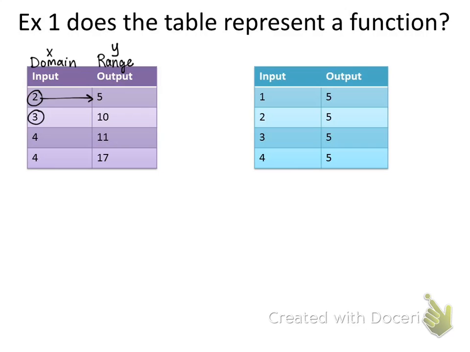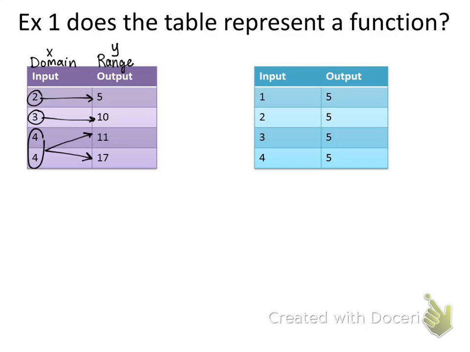For the input of 3, what is my answer? 10. How many answers does 3 have? 1. Just 1, 10, okay? Now look at this next one. 4 is listed twice in my chart. How many outputs does 4 have? 2. So this is not a function, because if it were a function, 4 could only have one possible answer.